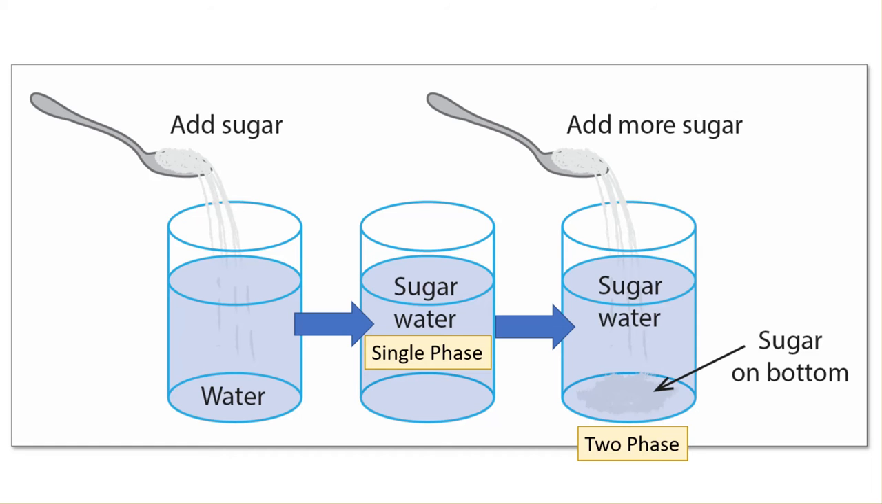But what if we heat the water? Well, the sugar will dissolve and we will end up with a single-phase liquid again. If we cool it down, the sugar will precipitate out, and we will have two phases. Let's see what that looks like in a phase diagram.